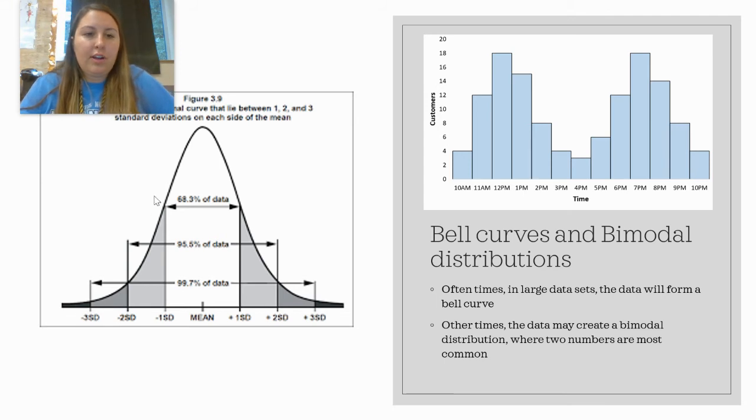So this is our natural bell curve. You do need to know these percentages. This is what a bimodal distribution looks like. You see that there are two modes here, 12 p.m. and 7 p.m. is when it looks like this store has its most customers. So these are just some graphs that you need to know and understand. Mainly this though, and we'll go over this more in class too.